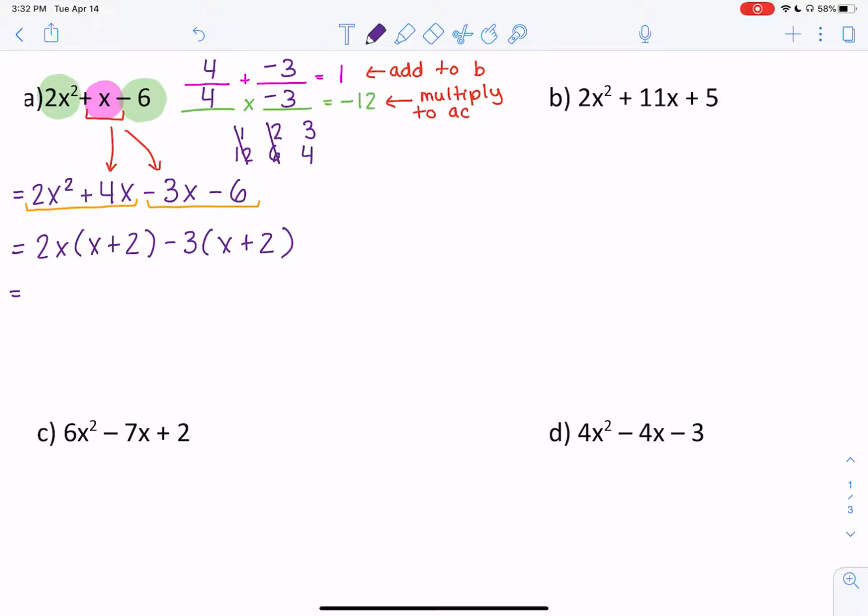And now, similar to our common factoring, I notice that my brackets match. That means I've done it correctly. So I'm going to factor out that bracket, bring it out to the front, and I'm left with 2x minus 3. And remember, if you have extra time, we can always check our answer by multiplying it all out.